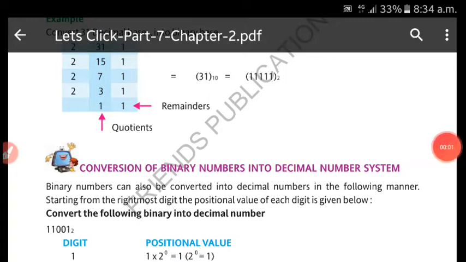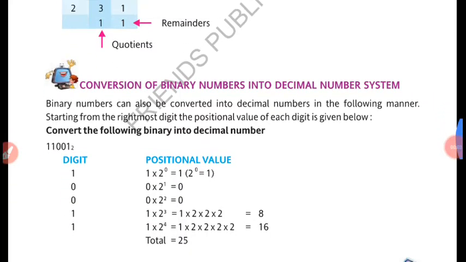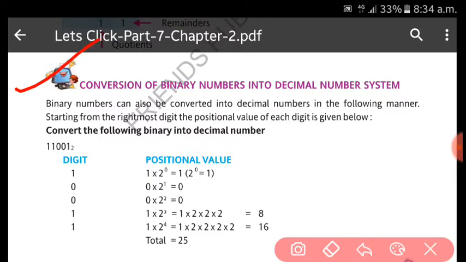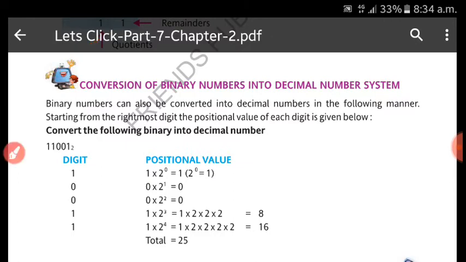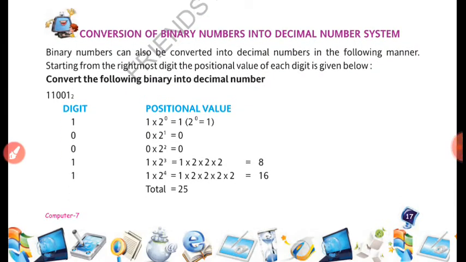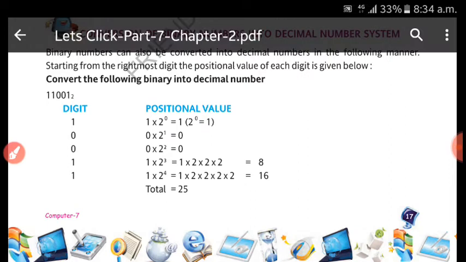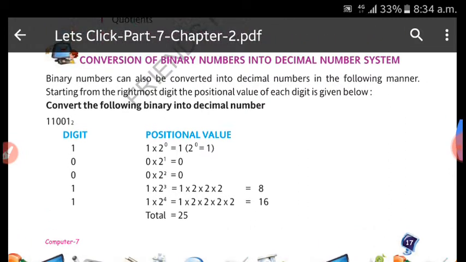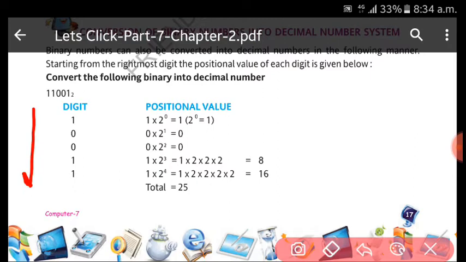My dear students, let us continue. So let us see how to convert a binary number into a decimal number. It is very simple. I told you earlier also. We have to write this number in this way, or we can also write it horizontally.